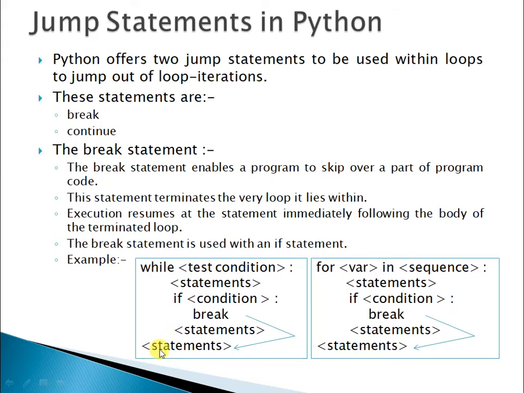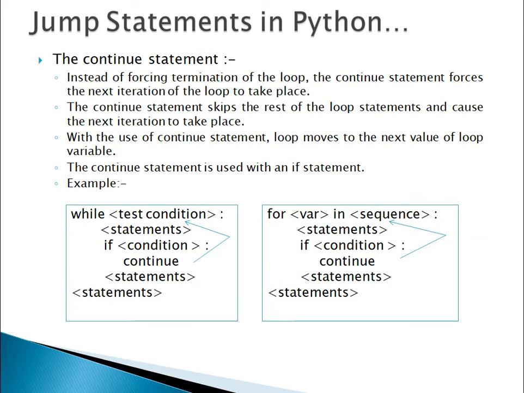Similarly in for, you will write for a variable in sequence. Then you have some statements and a condition to break out. If the condition is true, you will break out of the loop and come out, and the statements following the loop will be executed. The statements remaining in the loop will not be executed. So the break statement is used to come out of the loop.